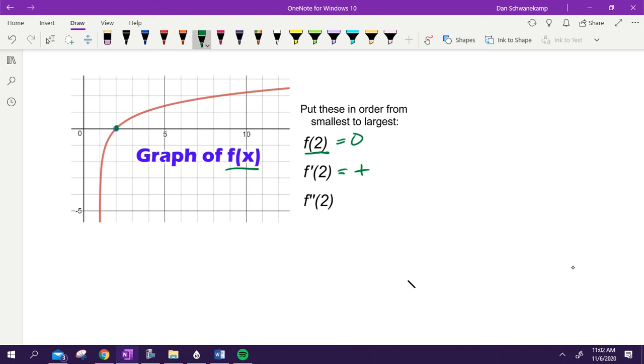F double prime at 2 has got to be then negative. Why? Concave down. F double prime is talking about concavity, is concave down. So if I were to put these in order from smallest to largest, it would look like this. F double prime at 2 is less than f of 2, and that is less than f prime at 2. That is what it would look like multiple choice.